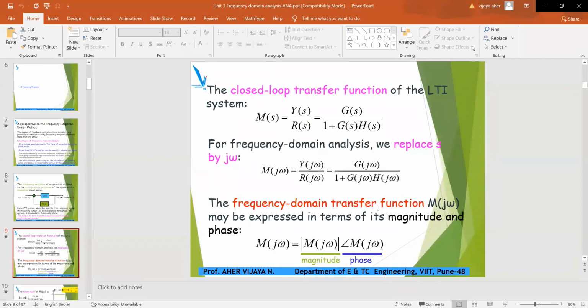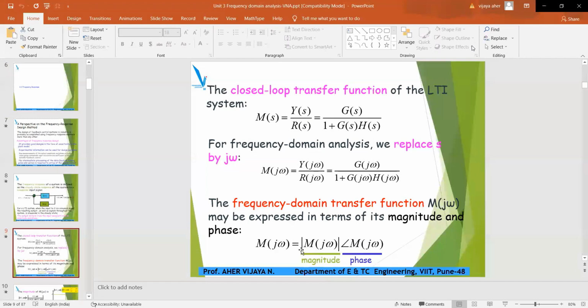Now the frequency domain transfer function M(j omega) can be expressed in terms of two parameters. The first one is amplitude, the magnitude, and the second one is phase. If you take the mod of M(j omega), you will get the magnitude. How to find the magnitude? You have to take the modulus of this. Then how to take the phase? The angle of M(j omega) is nothing but the phase of the frequency domain transfer function.